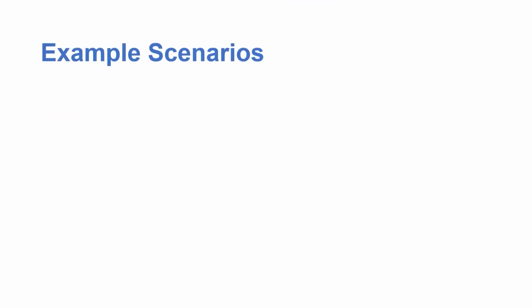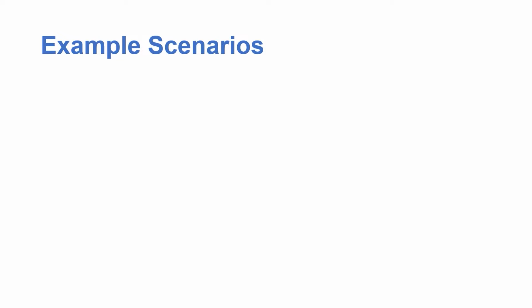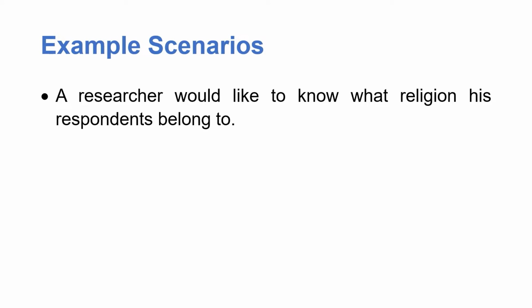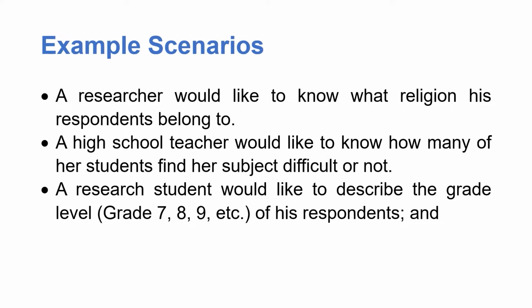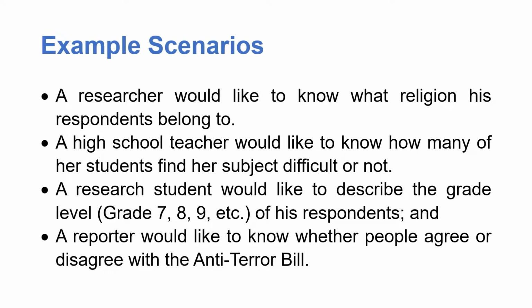Here are some examples wherein you can use frequency and percentage table to answer research questions or achieve research objectives. A researcher would like to know what religion his respondents belong to. A high school teacher would like to know how many of her students find her subject difficult or not. A research student would like to describe the grade level of his respondents. And a reporter would like to know whether people agree or disagree with the anti-terror bill.